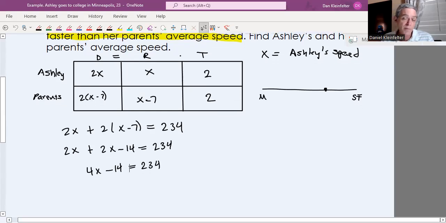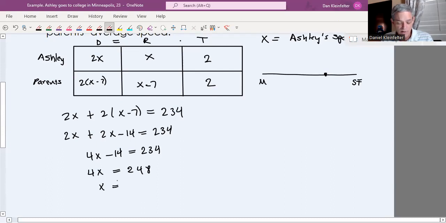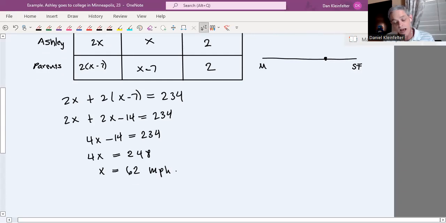So I've distributed to remove parentheses, then combined like terms. Now we'll add 14 to both sides. That's 248. Okay, and then I need to divide that by 4. So that will be 62. And the speed is in miles per hour. Okay, so Ashley goes 62 miles per hour. And then the parents 7 miles per hour less. So that will be 55 miles per hour.